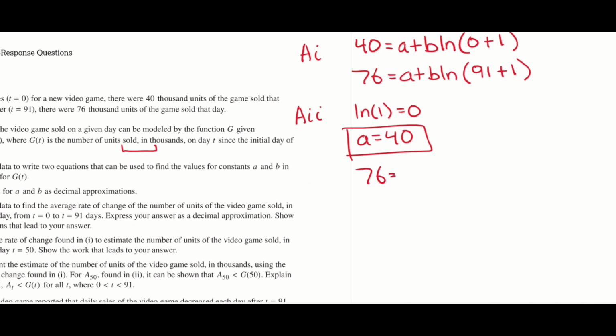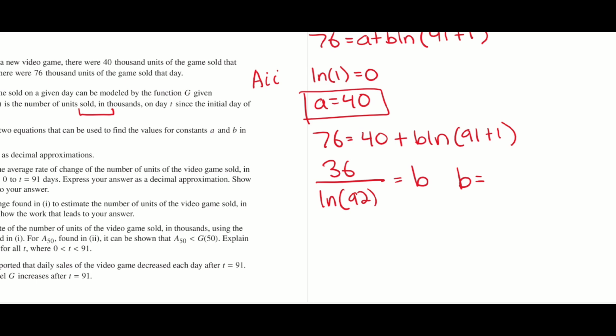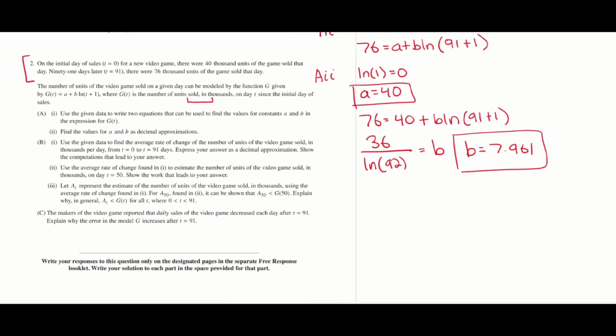So 76 is equal to 40 plus b ln of 91 plus 1, which is 92. So 36 divided by ln of 92 is equal to your b value. So b is equal to 7.961. Again, you have to do 3 decimal places, unless it's just some whole number like 40, then you don't have to put your 3 decimal places. So that is your b value.